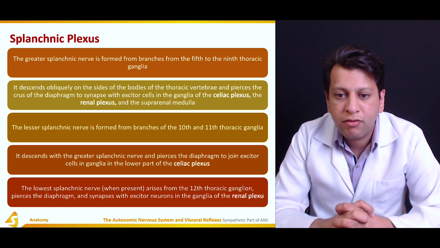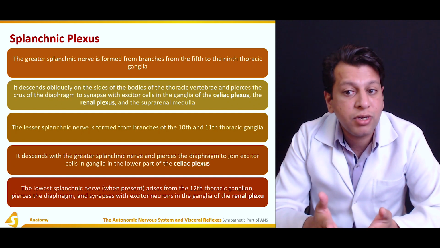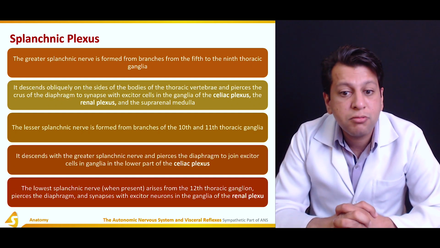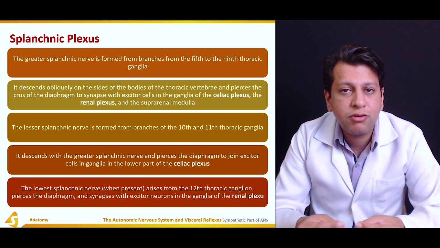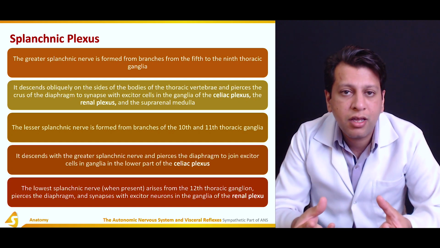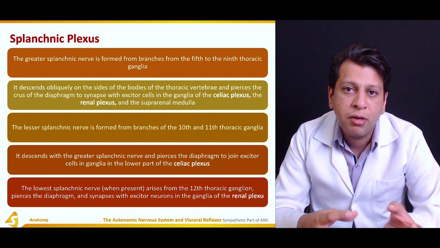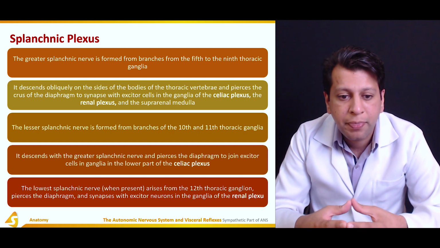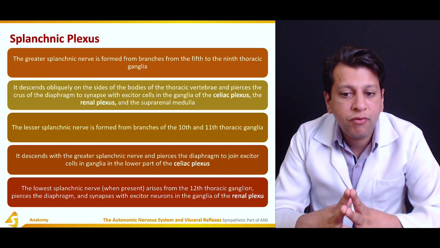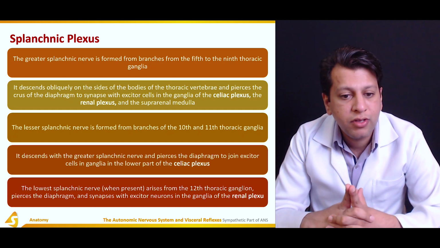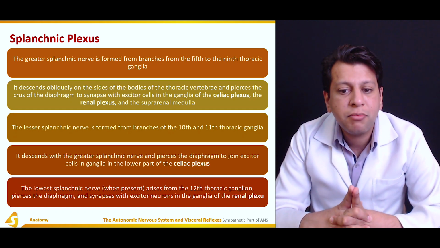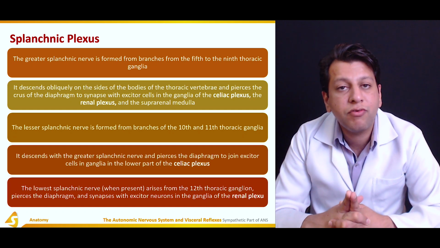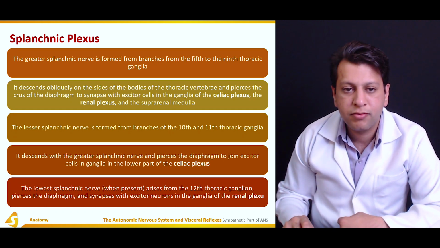The lesser splanchnic nerve forms from the branches of T10 to T11. It descends with the greater splanchnic nerve and pierces the diaphragm to synapse with cells in the ganglia in the lower part of the celiac plexus. Actually, the celiac plexus is that ganglia which contains the sympathetic part, but it is lying near the organ, the viscera, the effector organ. The lowest splanchnic nerve, when present, arises from T12, pierces the diaphragm, and synapses with effector neurons in the ganglia of the renal plexus only.